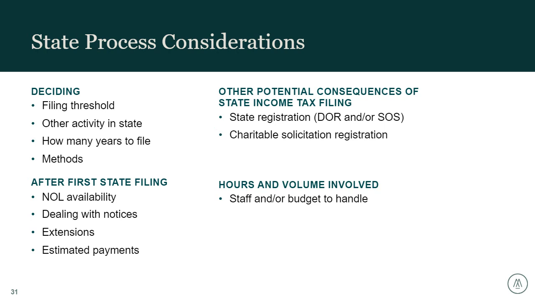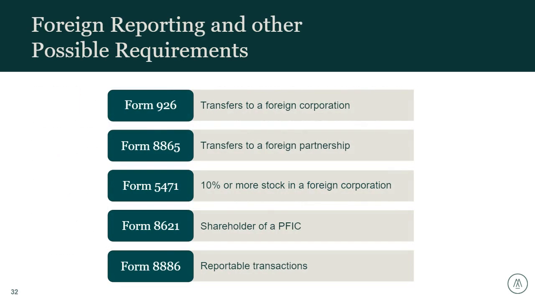So there's a lot of notices and a lot of time that we are seeing either our clients, or collaboratively with us, spent on responding to notices. And that's where the hours and volume involved on my last bullet comes into play. Then there are other potential consequences of filing for UBI. Do you need to register in that state? Is there charitable solicitation? All states are different, so there is not a one-size-fits-all answer to that question.